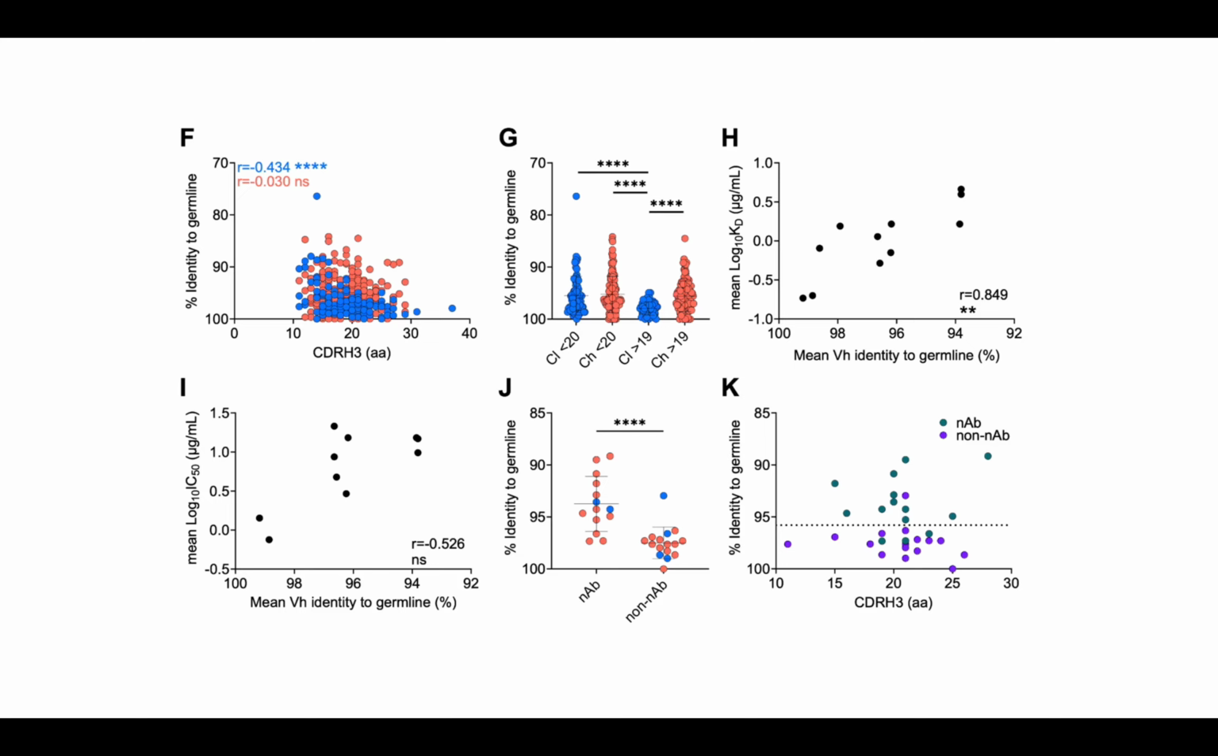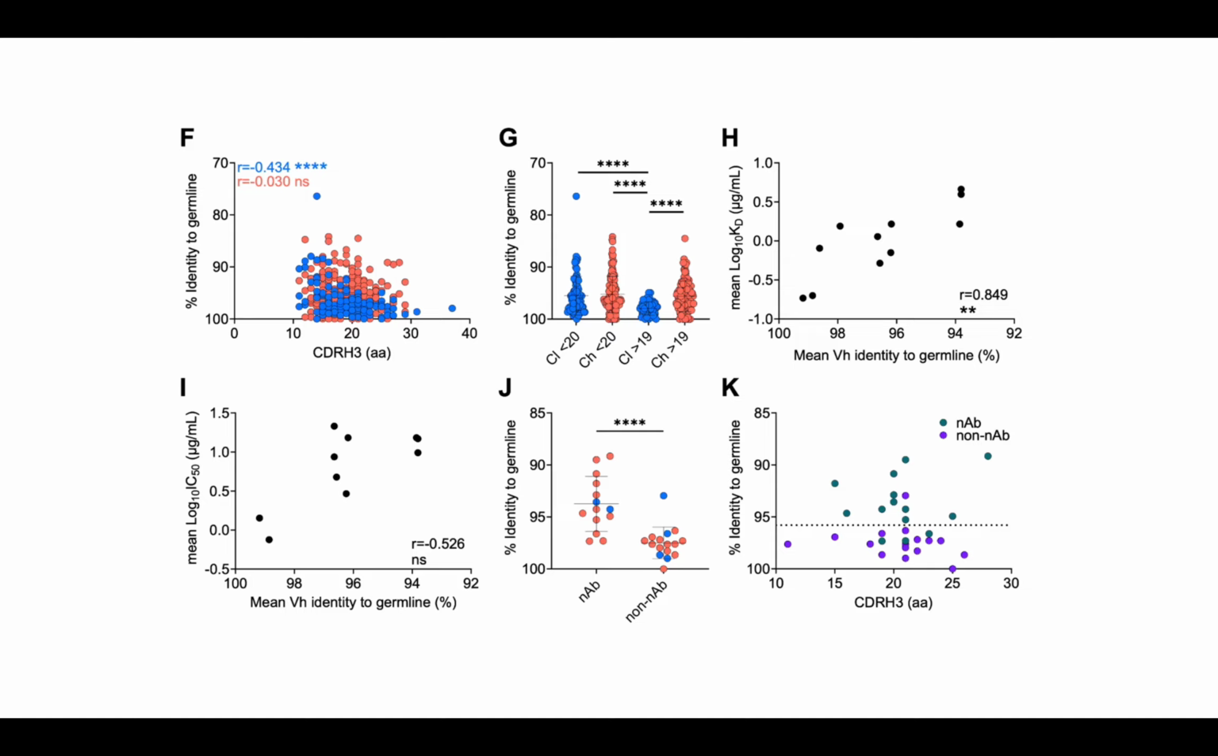We saw a positive correlation of affinity and the somatic hypermutation, and this was significant as well. We also correlated the VH169 with the neutralizing capacity of these antibodies, and we saw a negative correlation, that the neutralizing capacity of the antibodies is not linked with the somatic mutation of the antibodies.